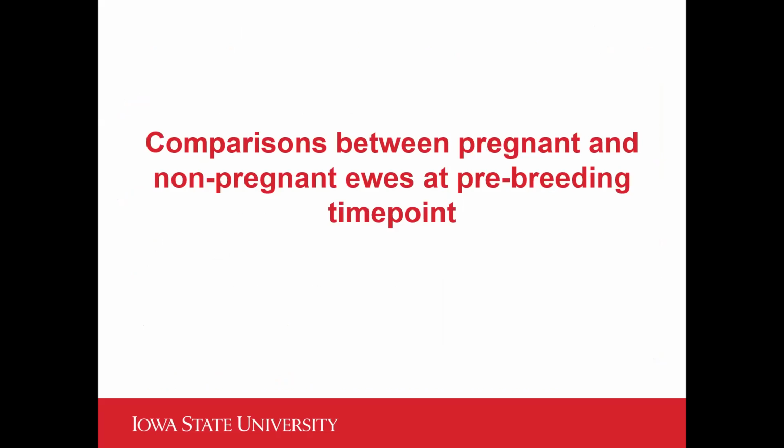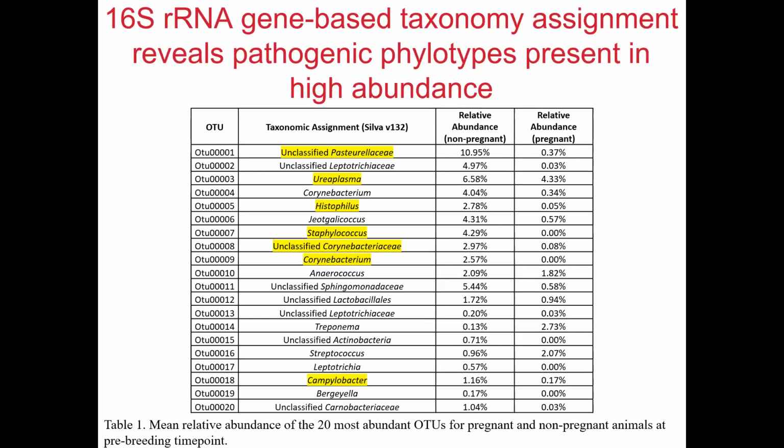Now, on to the results. We will start with the pre-breeding comparison between pregnant and non-pregnant ewes. Initially, when comparing the average relative abundance of the 20 most abundant OTUs, we noticed some striking differences between treatment groups. Specifically, the abundance of families and genera that contained known pathogens seemed especially high in the non-pregnant treatment group.